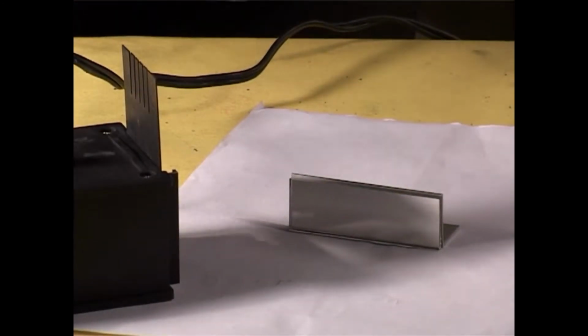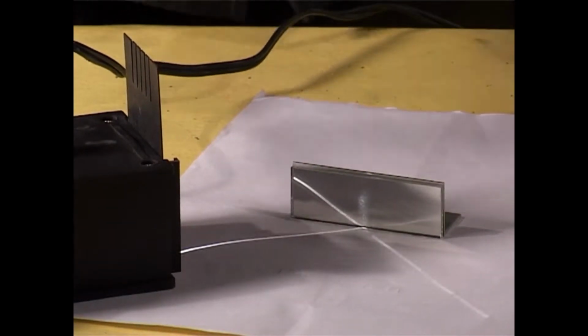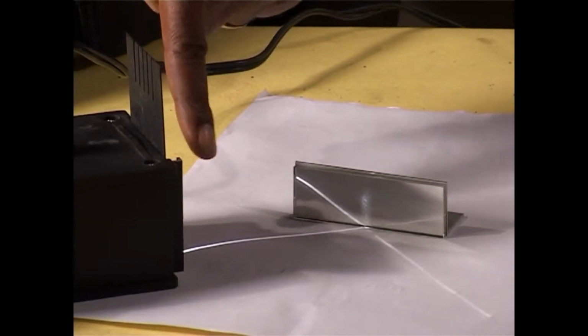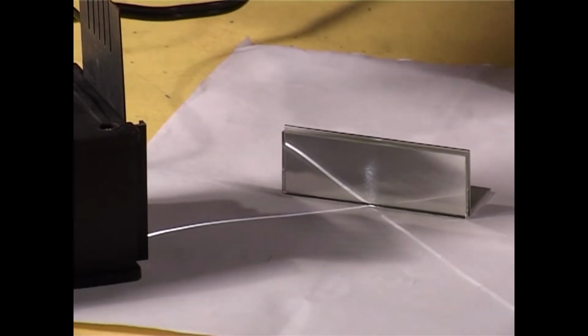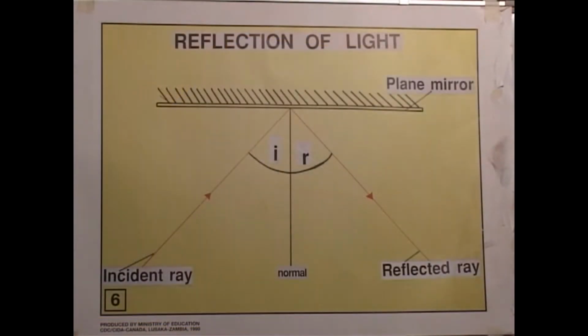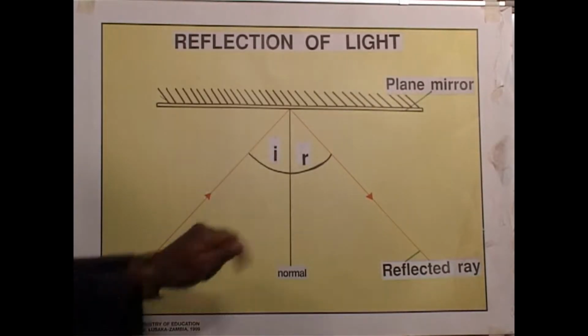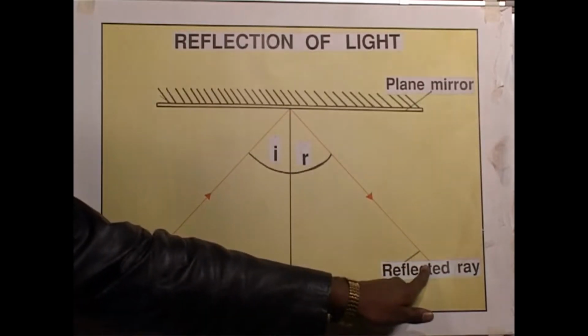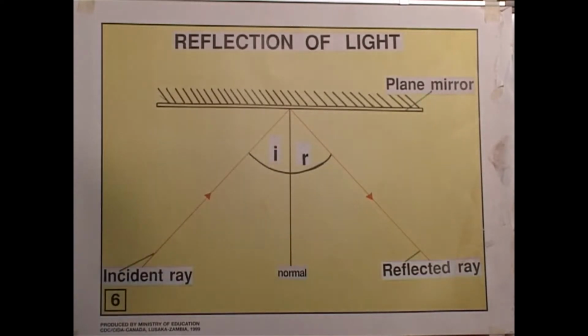Now let's see what happens if I produce a single ray using the ray box. So you can see the ray of light coming from the ray box, striking the mirror, and it bounces like that. The white piece of paper here is just there to show the ray clearly. This is what happened when the ray of light struck the mirror. This was the ray that was produced from the ray box, and then it bounced off the mirror in that direction. This ray that approaches the mirror is known as the incident ray.